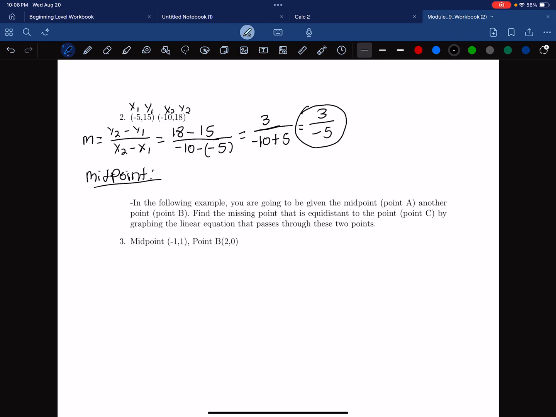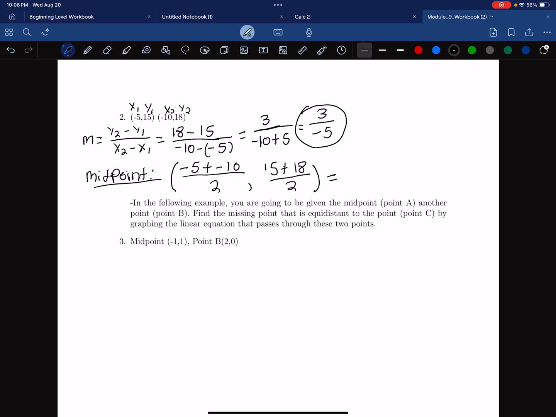well, that's going to be, remember, we're going to add up our x values and divide by 2 to find the average. So we're going to do x sub 1, which is negative 5, and then add x sub 2, which is negative 10, and divide that by 2. And then we are going to add up our y values and divide by 2. So y sub 1 is 15, y sub 2 is 18, divide that by 2.